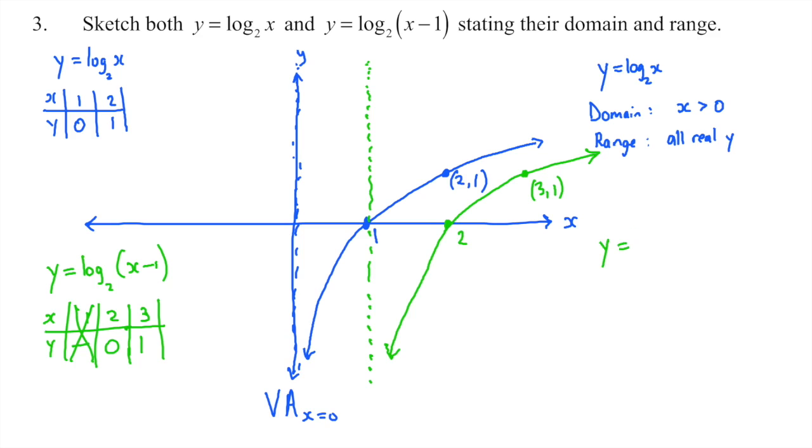So y equals the log to base 2 of x take 1. The domain is x is greater than 1, and the range is all real y. It goes up and down forever. So there's our sketch.